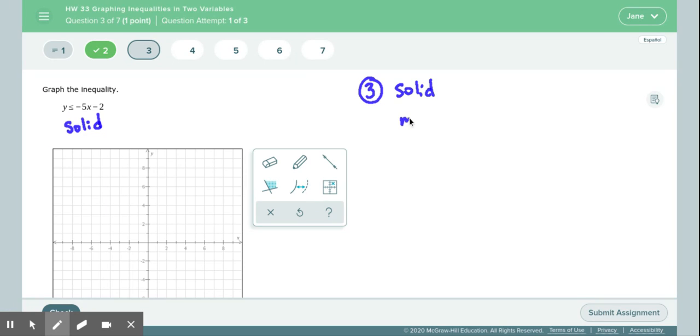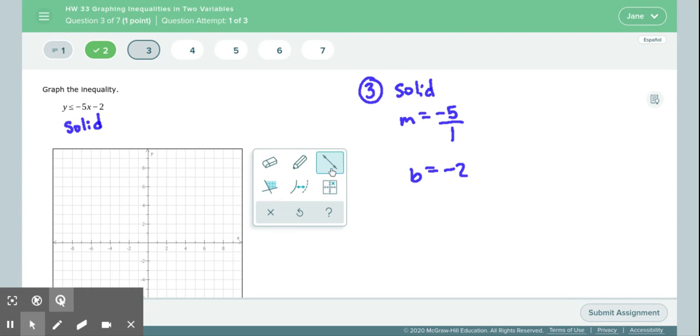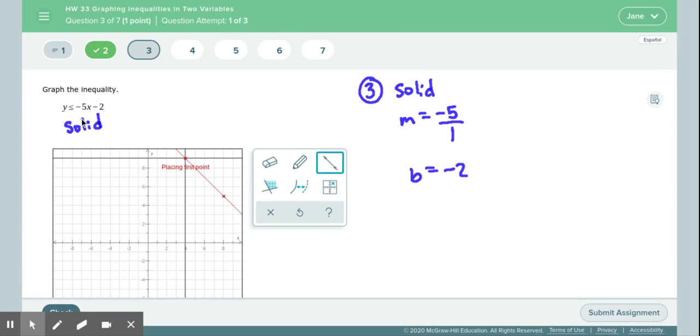The next thing that I should do is identify my slope. The number in front of my x is a -5. I like to write my slope as a fraction, so then it tells me how much to go up or down, and then also don't forget to always go over. And then my y-intercept, the number after that x, is -2. So what I would start with would be to get my line tool. I can either make that solid or I can make that dashed, depending on what I need. I already identified that this needs to be solid. And then on my y-axis, I would plot a point at -2.